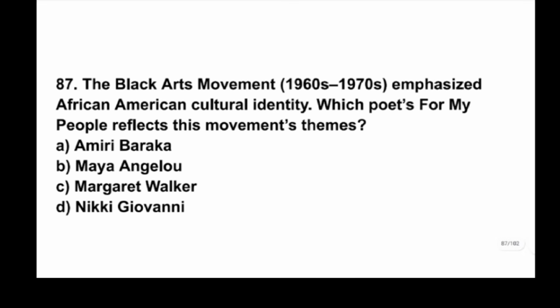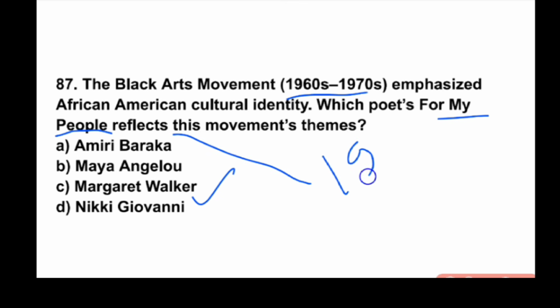The Black Arts Movement, 1960 to 70, emphasized Afro-American cultural identity. Which poet's For My People reflects this movement's themes? Margaret Walker, Option C. For My People, 1942, celebrates Black resilience and is a precursor to the Black Arts Movement.